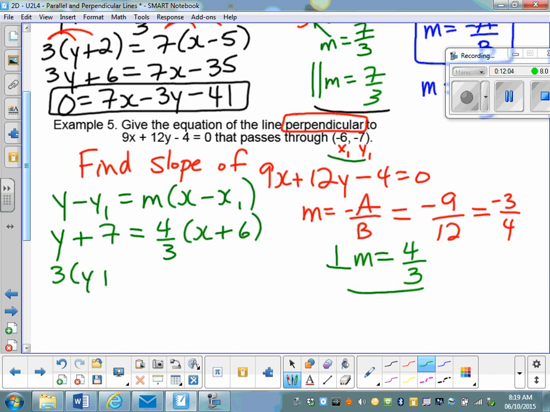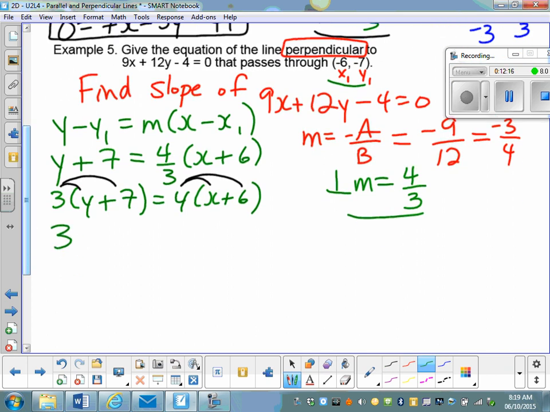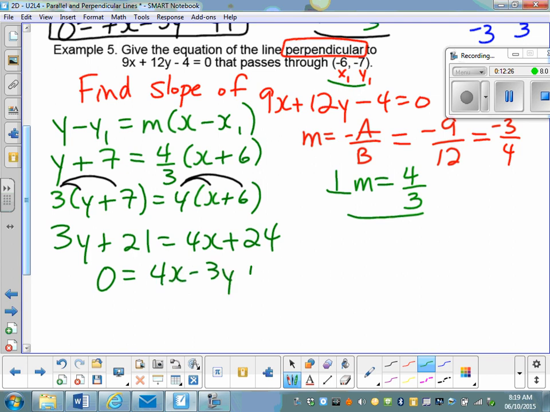I'll bring the 3 to the other side and multiply it. And then I'm going to distribute to clear the brackets. So 3y plus 21 equals 4x plus 24. And then I'll bring everything to one side. And I end up with 4x minus 3y plus 3 equals 0.